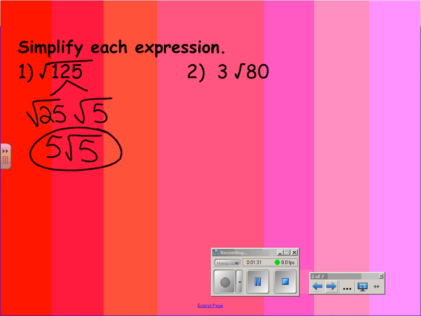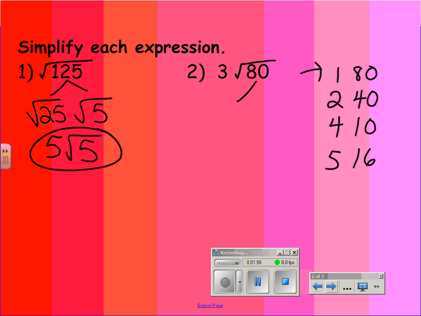For number 2, we have 3 times the square root of 80. Once again, we want to think perfect squares. If I was thinking about perfect squares for 80, here's my thought process. I could do 1 and 80, 2 and 40, 4 times 10, or 5 times 16. So we want to pick out the one that has the largest perfect square.